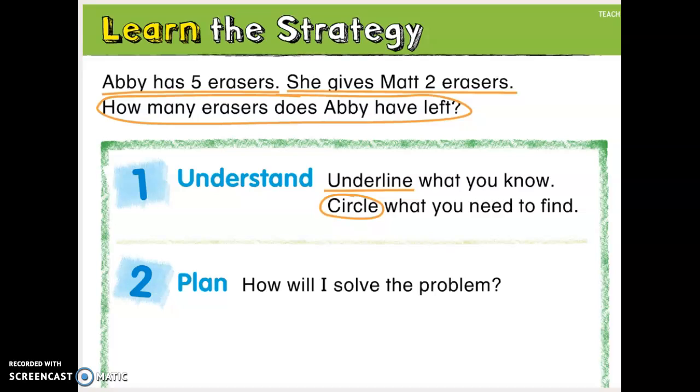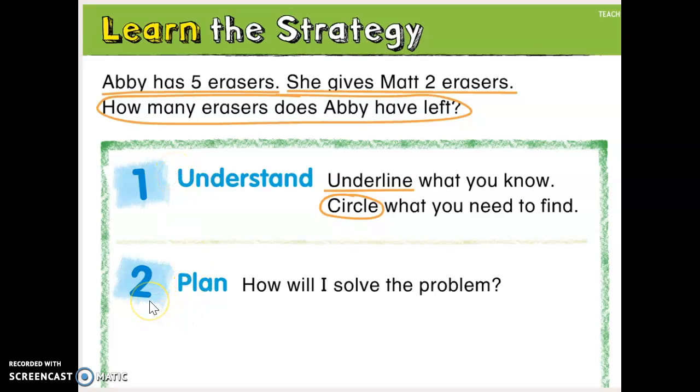Abby has 5 erasers. She gives Matt 2 erasers. How many erasers does Abby have left? So we're going to do 2 strategies. Number 1 is we're going to understand. Underline what you know, circle what you need to find out. So what they've done here is they underlined what we know, which is Abby has 5 erasers. She gives Matt 2 erasers. That's what we know. And what we want to know is how many erasers does Abby have left? So that's what they've circled.